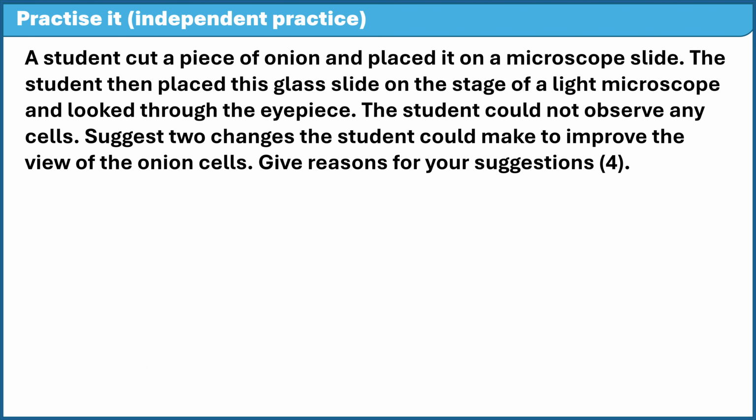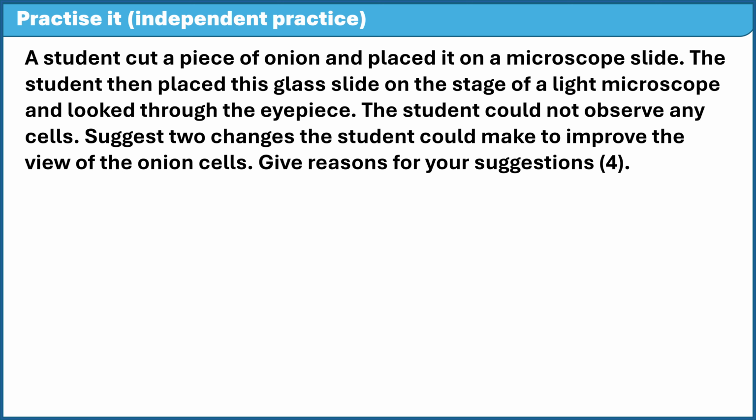Right, now it's time for you to have a go at applying your knowledge. So I'd like you to attempt this exam question. The question reads, a student cut a piece of onion and placed it on a microscope slide. The student then placed this glass slide on the stage of a light microscope and looked through the eyepiece. The student could not observe any cells. Suggest 2 changes the student could make to improve the view of the onion cells and give reasons for your suggestions.